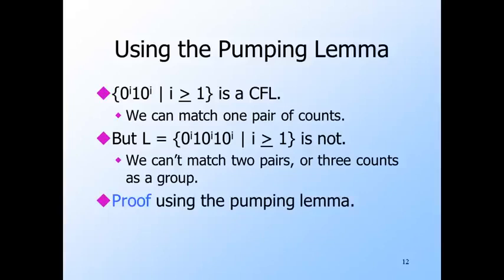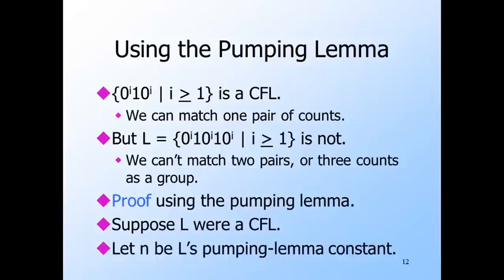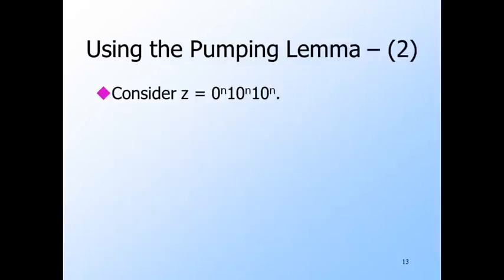We can prove that using the pumping lemma for context-free languages. So we'll pick this language L, and the adversary now gets to pick N. We don't know N, but we do know it is fixed for the rest of the game. We get to pick Z, so let's pick 0 to the N, 1, 0 to the N, 1, 0 to the N. That is, each block of zeros is of length equal to whatever N the adversary picked.